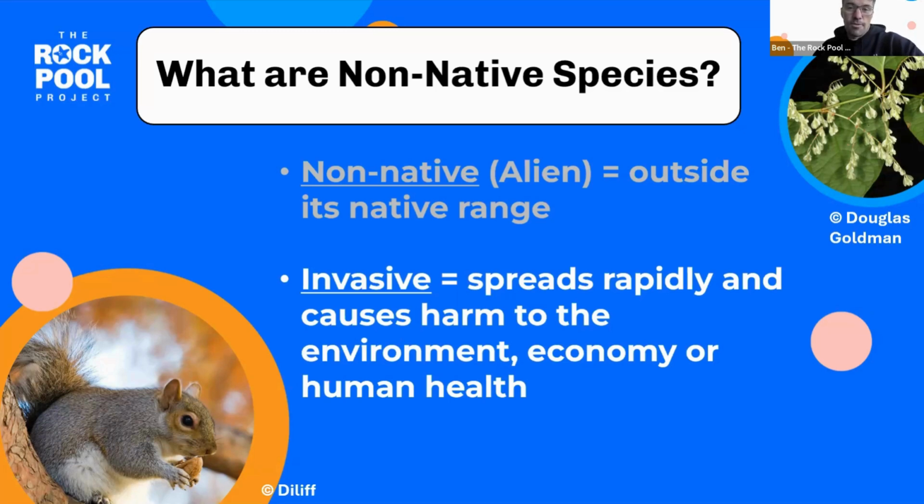And then similarly, in the top right there, we've got Japanese knotweed, which is probably one of the most infamous non-native invasive species that we've got here in the UK and causes serious problems for buildings all around the country.